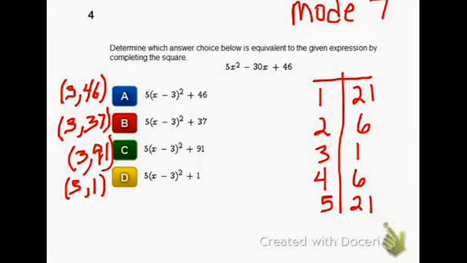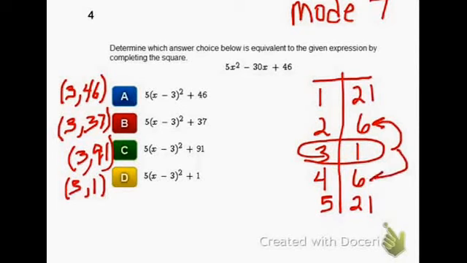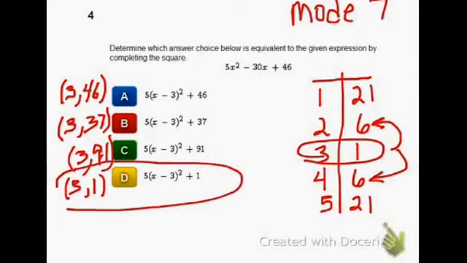I found that my vertex was going to be at 3, 1 because there's my symmetry. And I looked to see which vertex is at 3, 1. Remember, you have to change the sign. So that would make answer choice D be the correct answer because that tells me my vertex is the opposite of negative 3, 1.